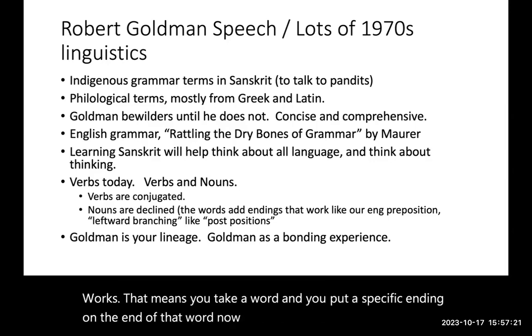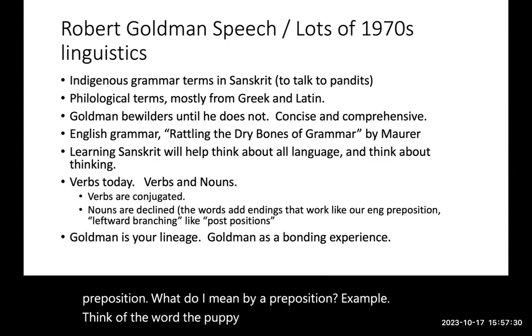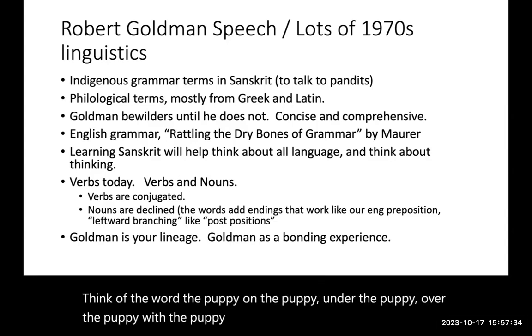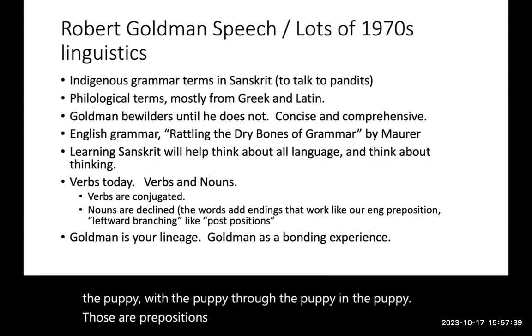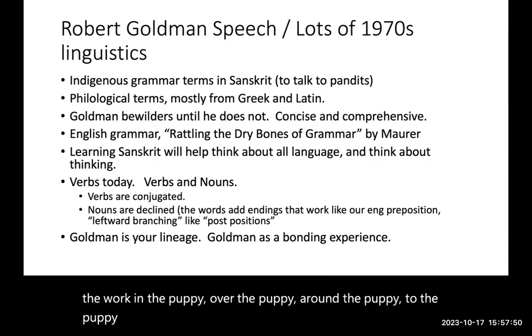Now, those endings are equivalent to our prepositions. What do I mean by a preposition? Example, think of the word the puppy. On the puppy, under the puppy, over the puppy, with the puppy, through the puppy, in the puppy. Those are prepositions. Preposition. Why? Because it goes before the word. In the puppy, over the puppy, around the puppy, to the puppy. All those are before the puppy.